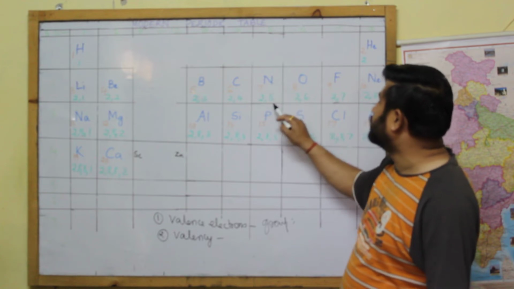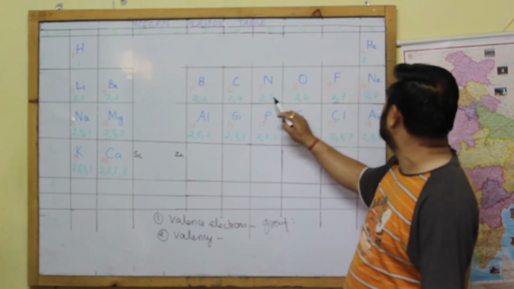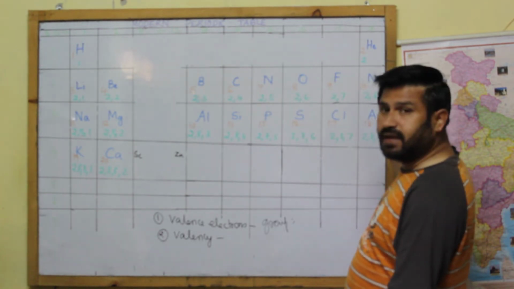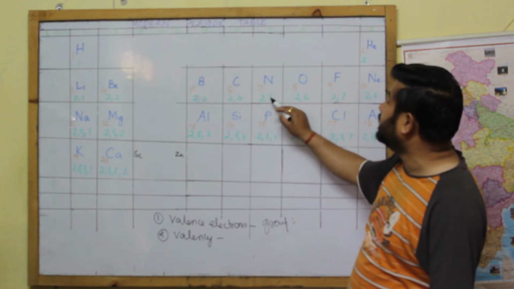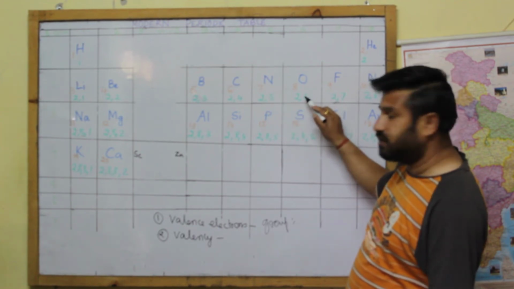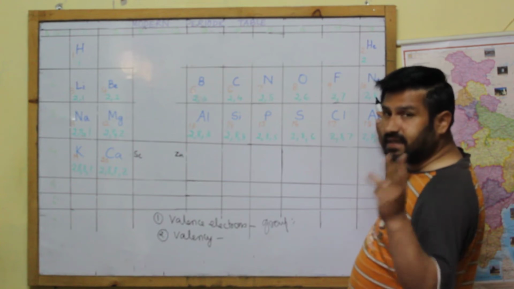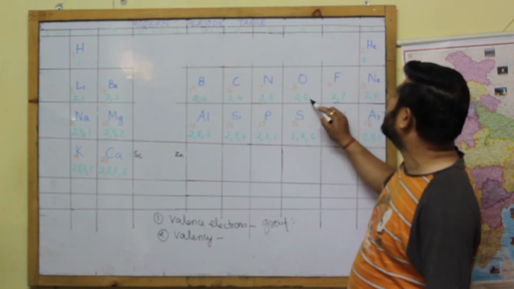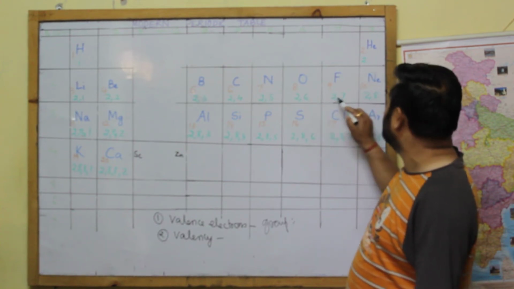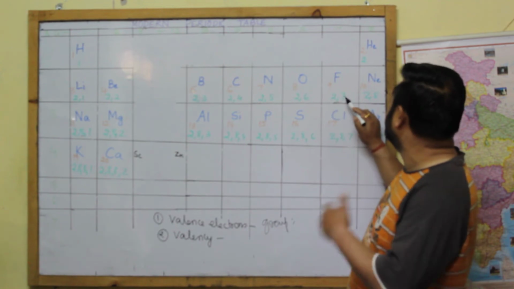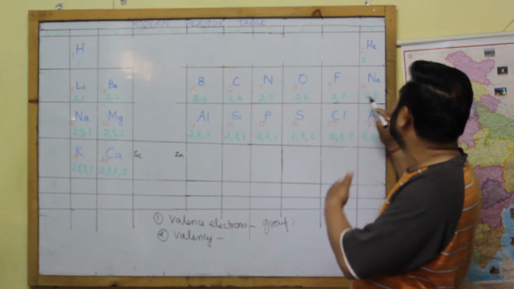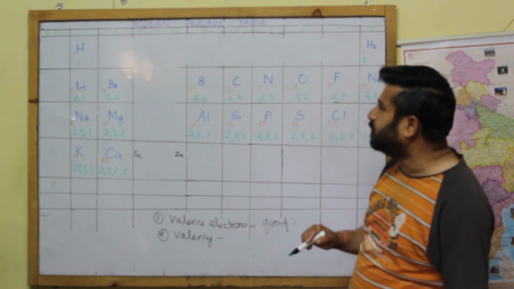What about nitrogen? Nitrogen has got 5 valence electrons. It needs another 3 to become like neon. So valency is 3 in this case. Oxygen has got 6 valence electrons. To become like neon, it needs another 2 valence electrons. So the valency is going to be 2. Fluorine, 2,7. It needs 1 more valence electron to become like neon. So the valency of fluorine will be 1.